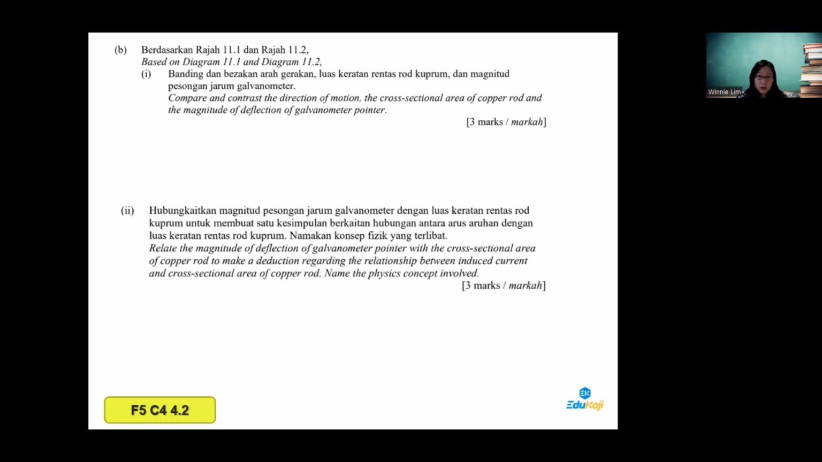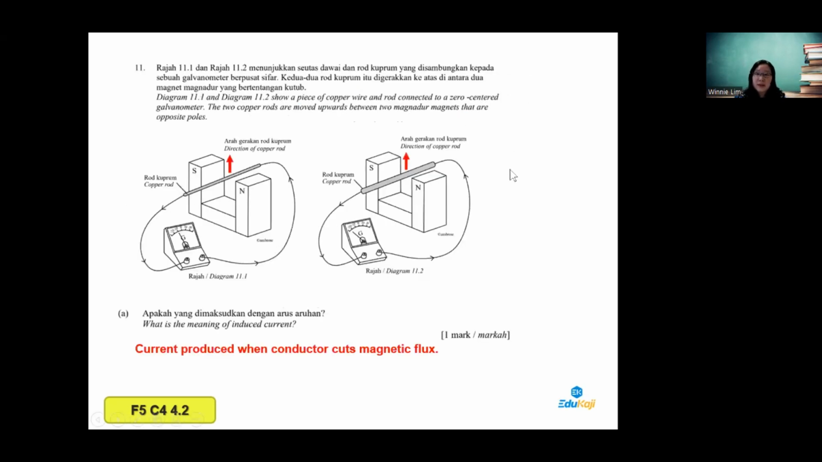Okay, so compare, they will always have a comparison question. So they want you to compare the direction of motion, the cross-sectional area of the rod, and also the magnitude of the deflection of the galvanometer pointer. So we go back to the diagram and see the idea first. The arrow is also pointing up. So the direction is the same, no? So which one has the bigger cross-sectional area? This one, understand? This one is thin, right? The area here is bigger.